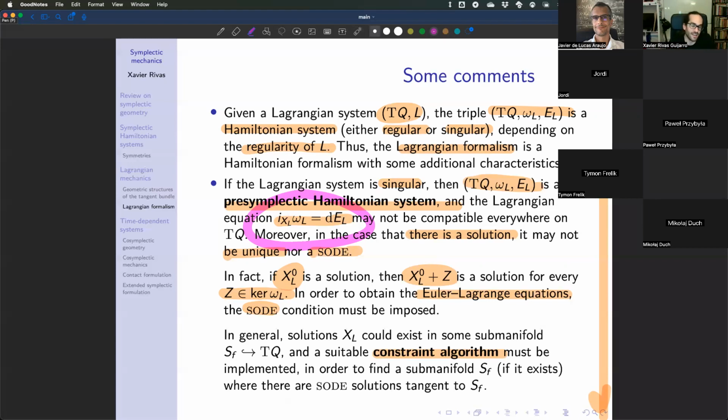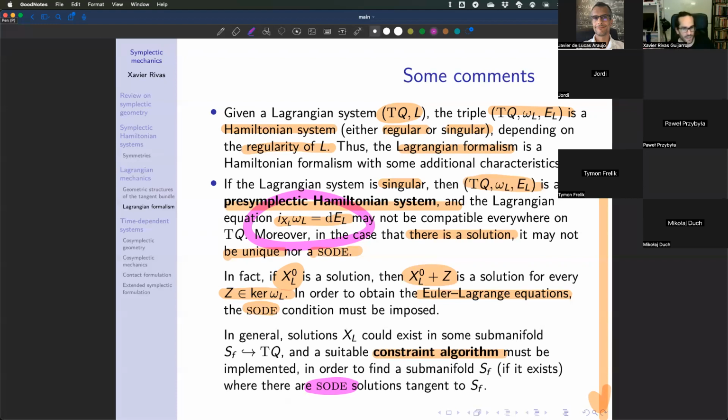And in this case, you have found a smaller submanifold where you have solutions tangent to this submanifold, or maybe you don't. I mean, maybe you keep imposing constraints until you obtain only points or the empty set. And of course, you have to impose this SODE condition all the way. And this is the constraint algorithm. This is what you do when you have a singular Lagrangian.